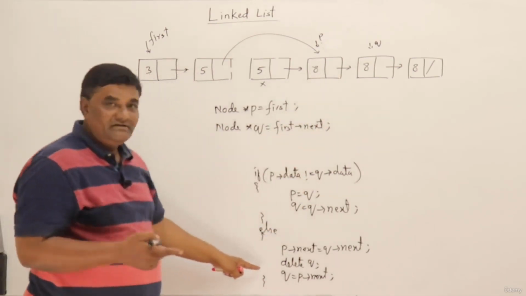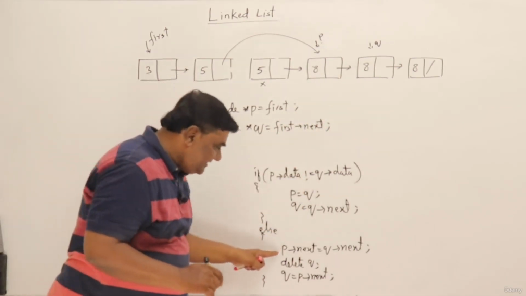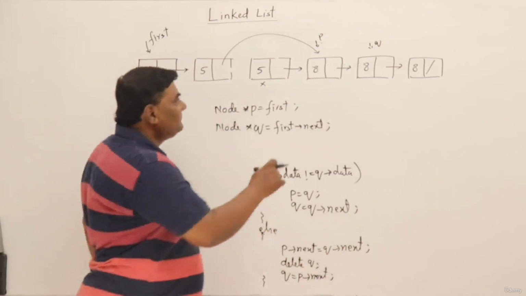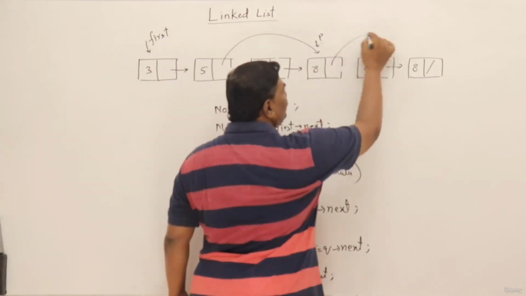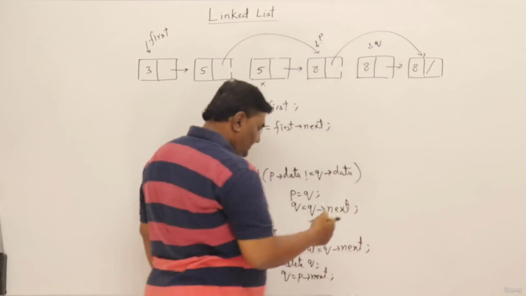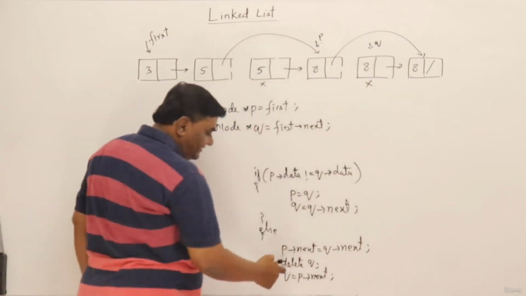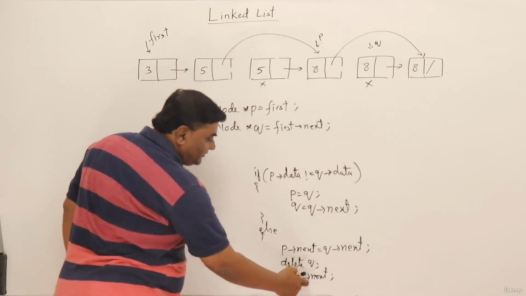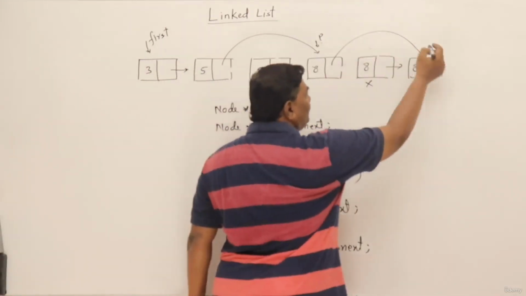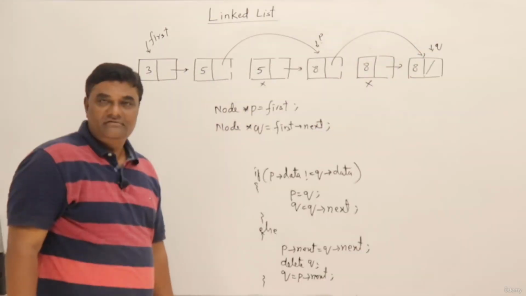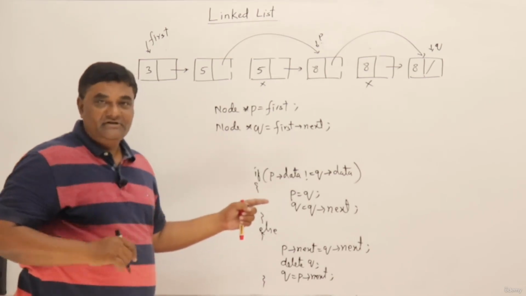Enter into the else part. So what should we do in the else part? P's next should be Q's next. So this one. Then delete node Q. Node Q is deleted. Then make Q point to P's next. So when they were matching, we did this.